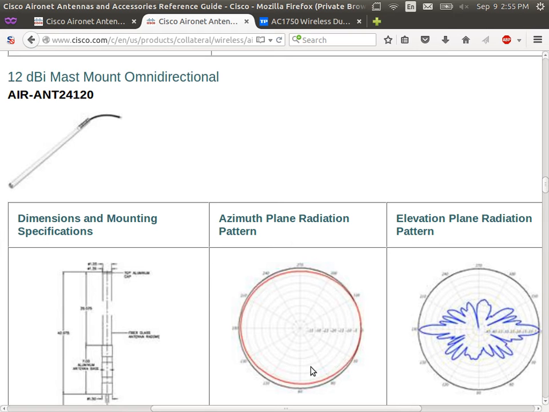They need to be aligned because if they're not pointing at each other, the signal strength may not be large enough to be able to communicate. So the more concentrated the energy is, the higher the directionality of that antenna, the more you need to align it to point to the receiver so that they can communicate.